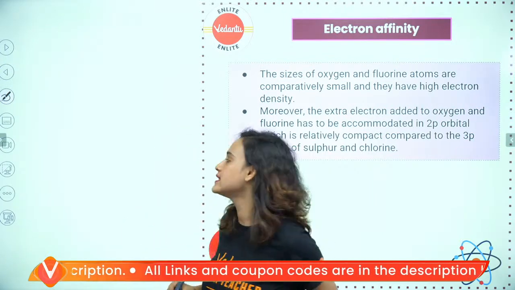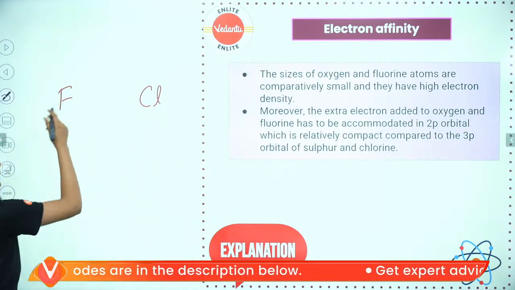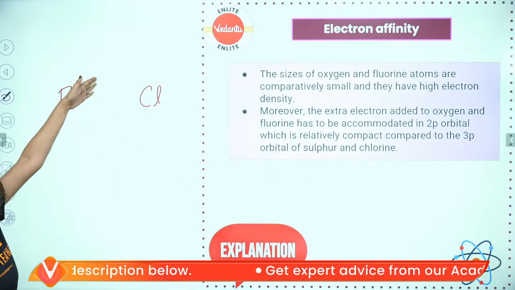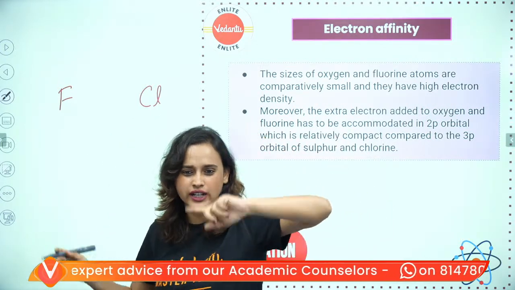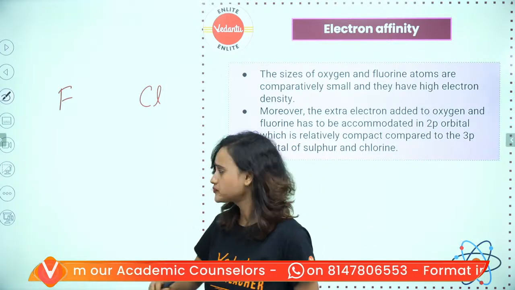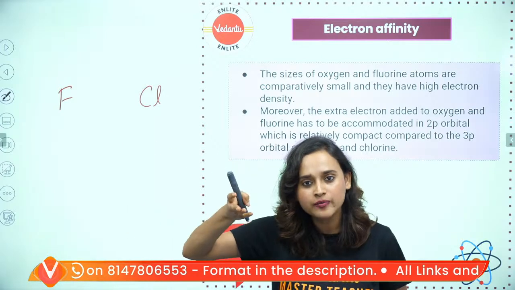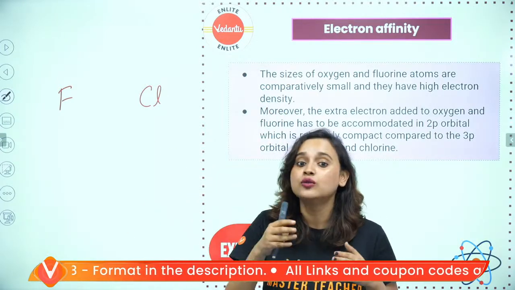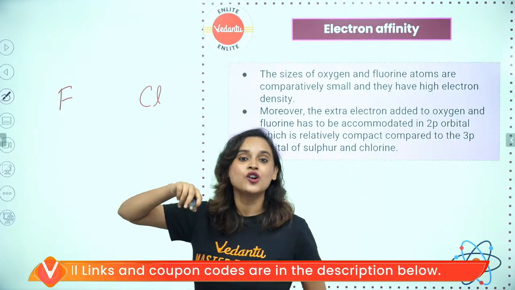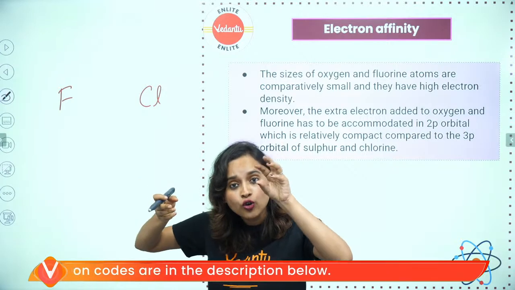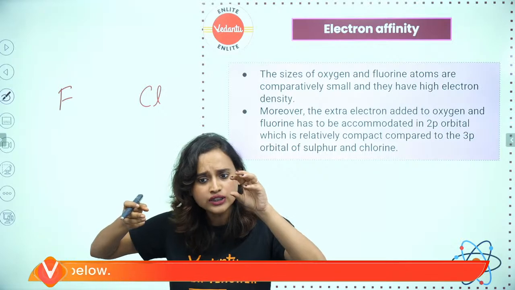Okay, now let's take the example of fluorine and chlorine. Fluorine first and then chlorine comes, right? You would expect the electron affinity to decrease, right? But this does not happen. Why? Because fluorine has a very small size. Yes, fluorine has a very small size.